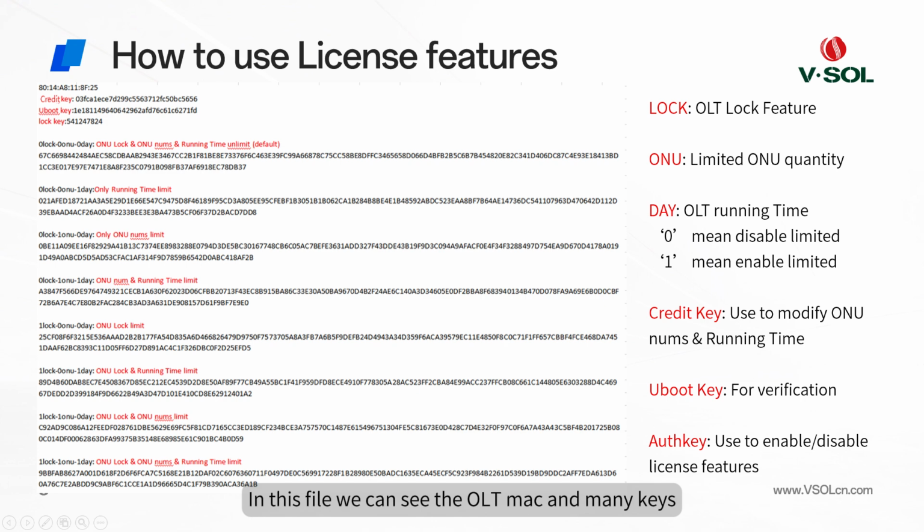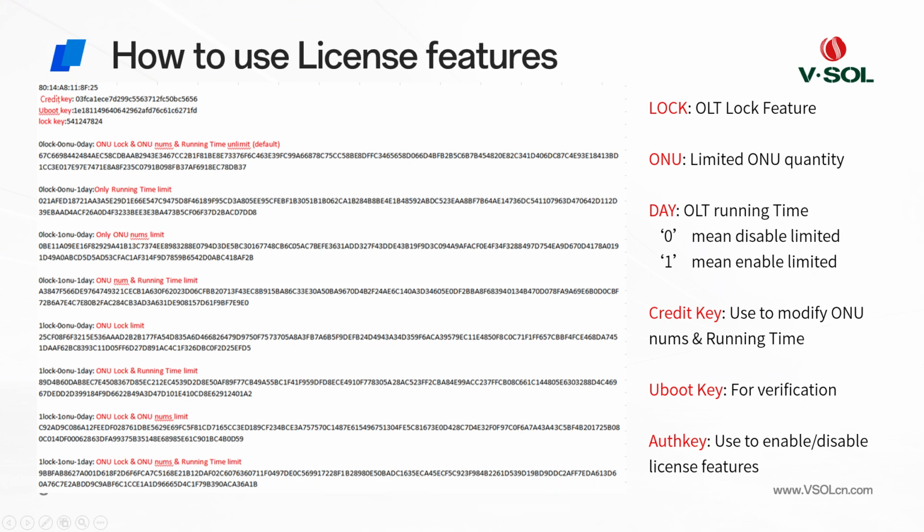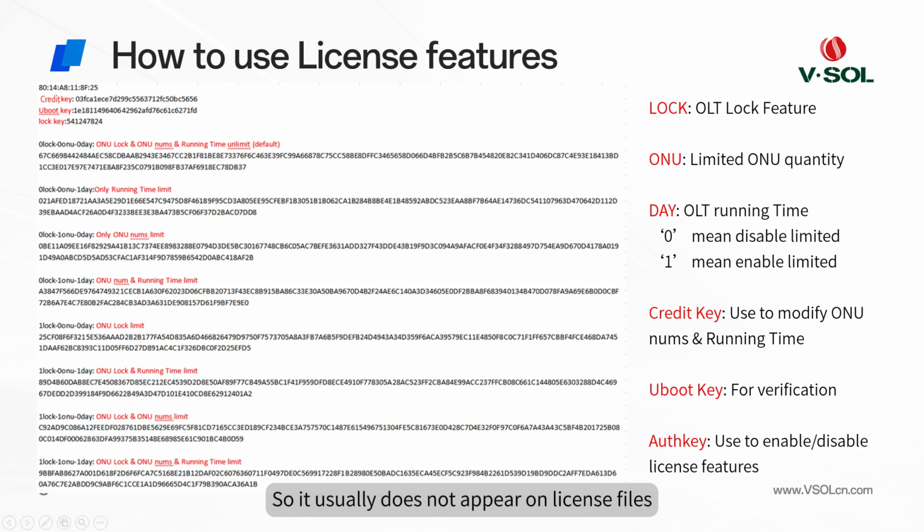In this file, we can see the OLT MAC and many keys. The MAC is your OLT MAC. Different OLT MAC and OLT model will have different license. The credit key is used to limit registered ONU number and OLT running time. The U-boot key is for verification. The OLT lock key is for OLT lock feature. This key requires an additional request, so it usually does not appear on license files.